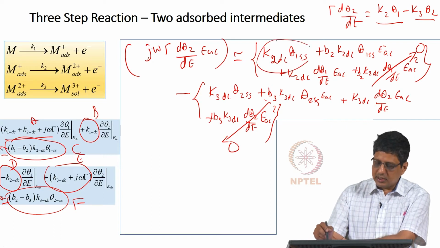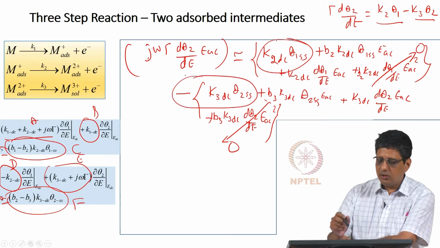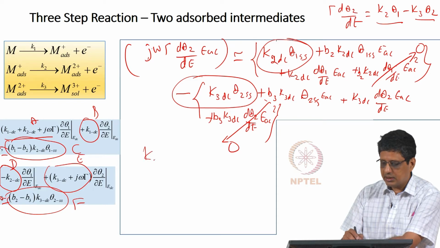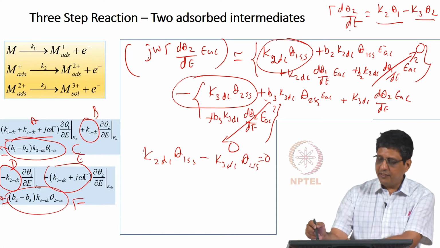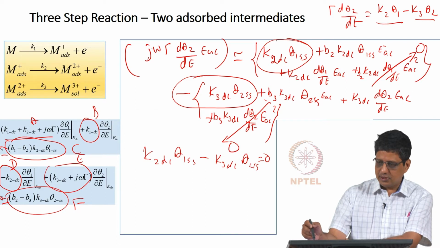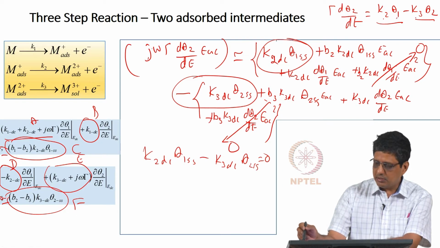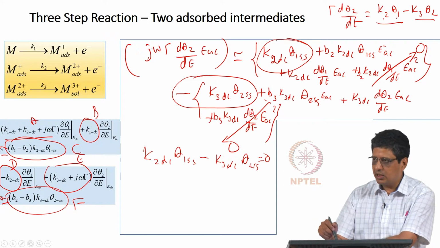The constant term minus constant term will go to 0, that is because k2 dC theta 1 SS minus k3 dC theta 2 SS equal to 0. That is how we in fact get the theta SS values. When the transient is 0, you get steady state values. So, k2 dC theta 1 SS minus k3 dC theta 2 SS is automatically 0.